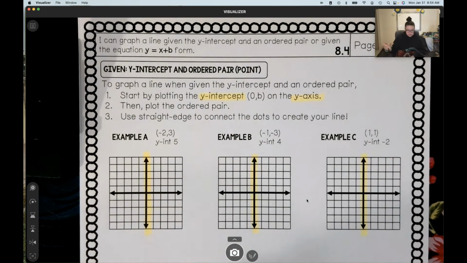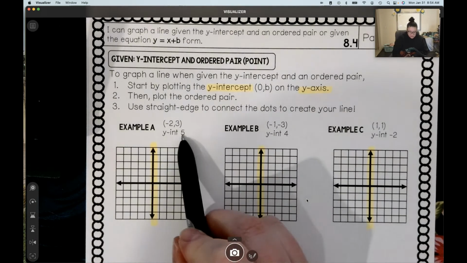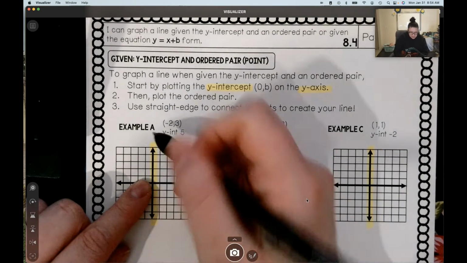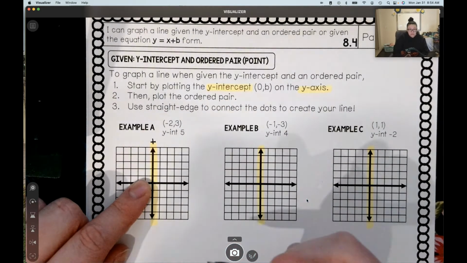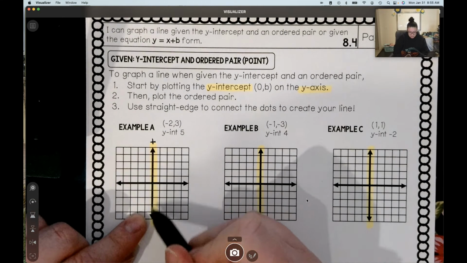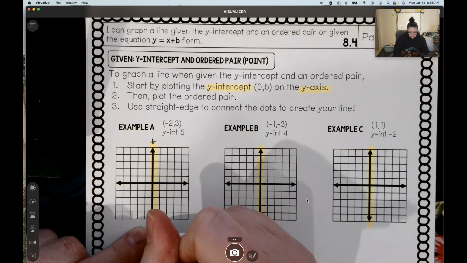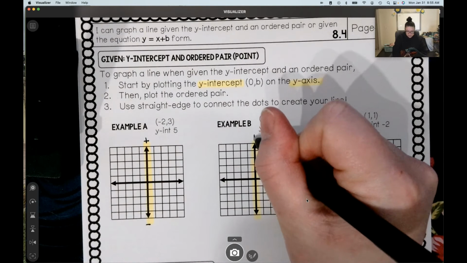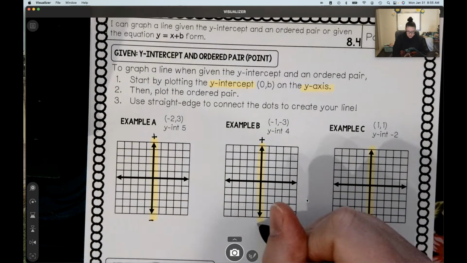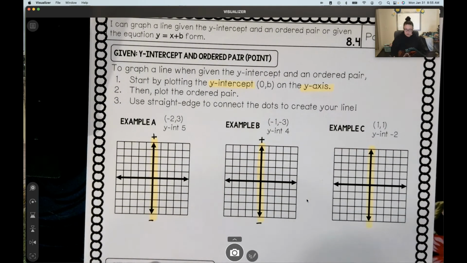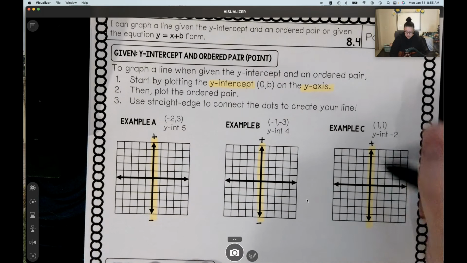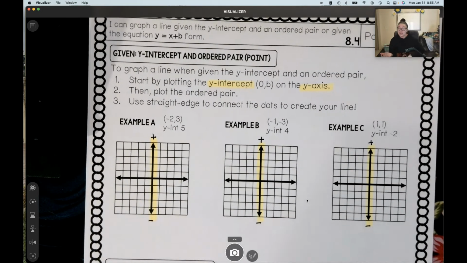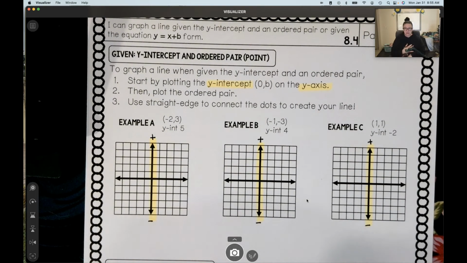As a reminder, if our y-intercept is positive, that means it's above the origin. But if it's below the axis, it's going to be a negative y-intercept. Positive y-intercept is above the origin. Negative y-intercept is below the origin. Again, doing little things like this, writing the plus and the minus to remind you where positives and negatives go, and highlighting the y-axis is going to set you up for success.